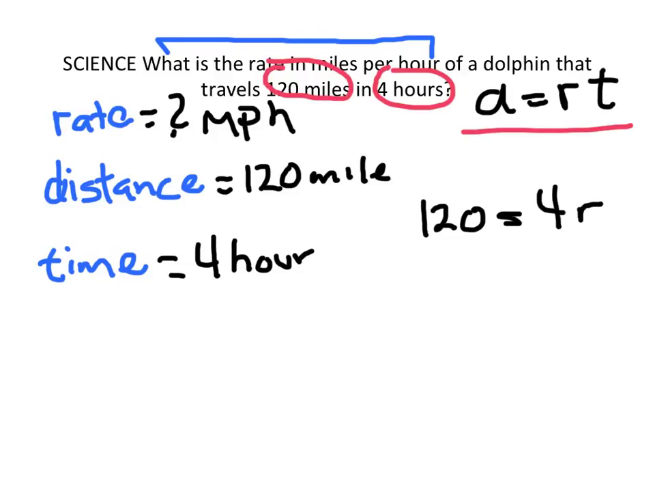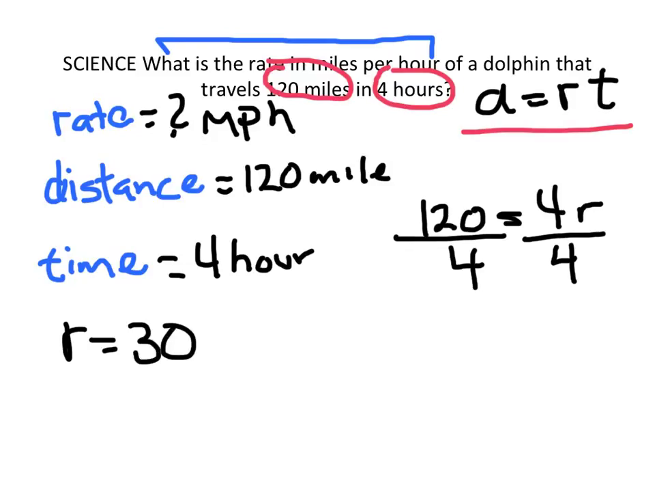What do we have? We have an equation that we can solve for. 120 is equal to 4r. Let's isolate that r. We do that by dividing both sides by 4. And then we get that r is equal to 120 divided by 4, which is 30. We do remember that it said in the original problem that we should use miles per hour. And that's what we're going to use.